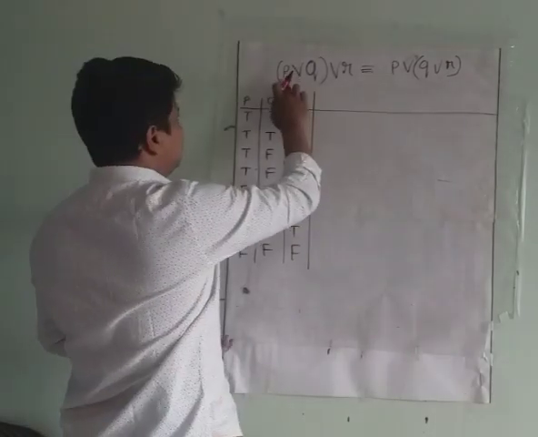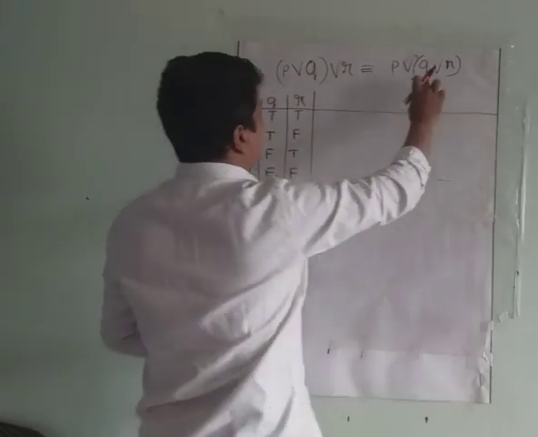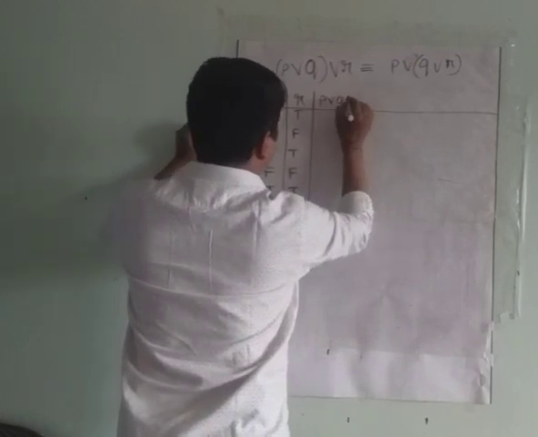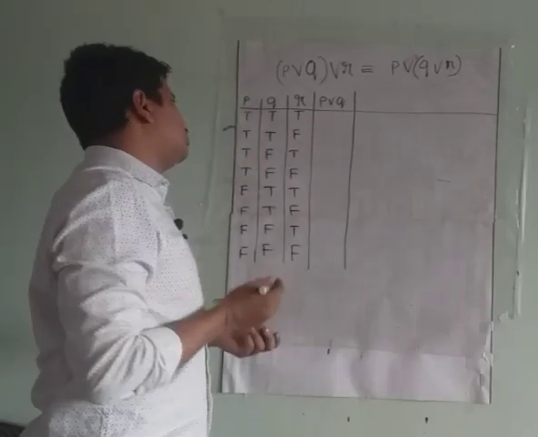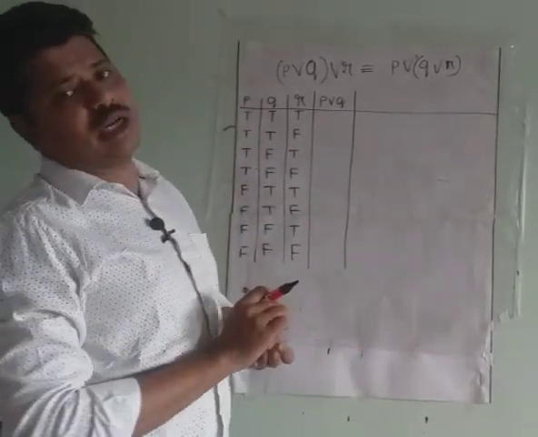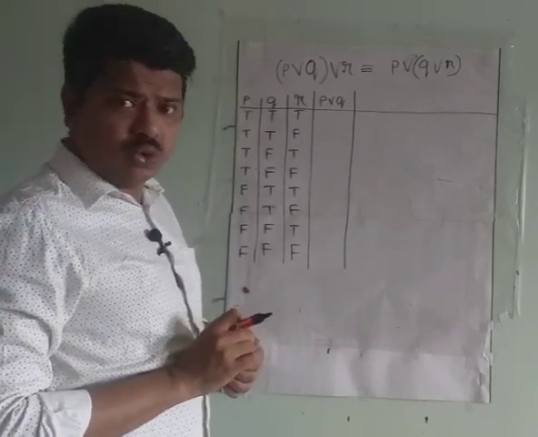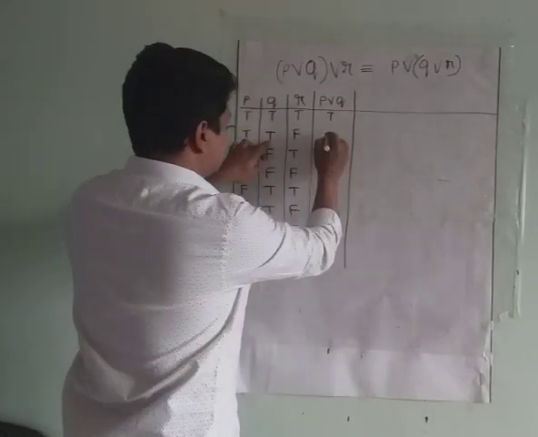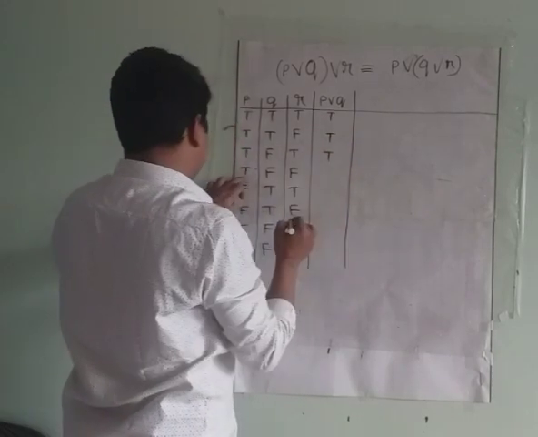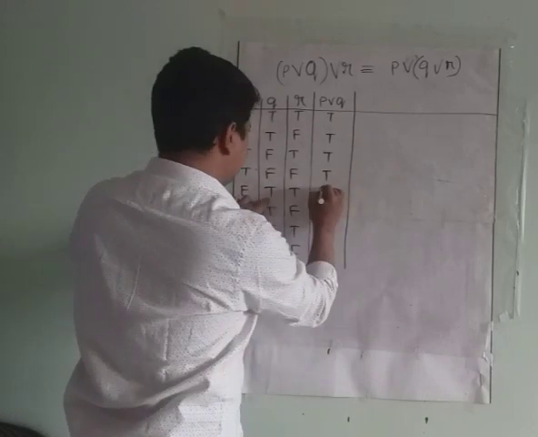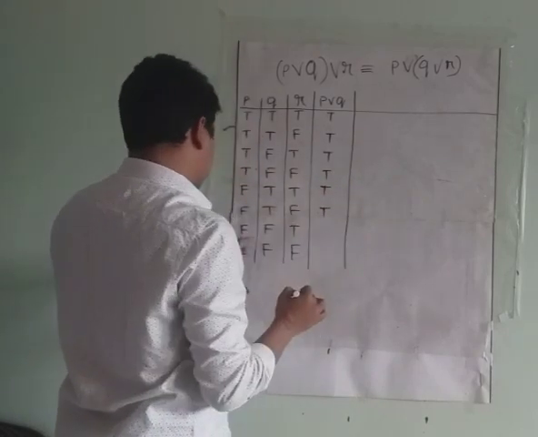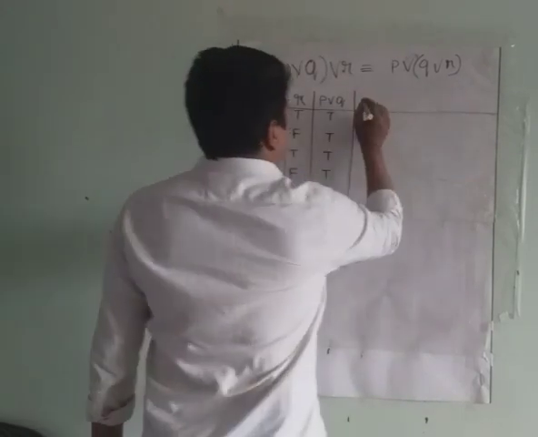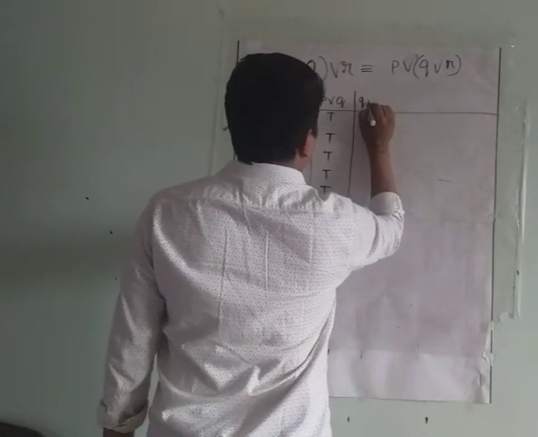Next we need P disjunction Q. We also need Q disjunction R. We will try one by one. P disjunction Q. For disjunction, as we have discussed in the previous video, if the truth value of any one of the two statements is true, the result will be true. T, T, T, T, T, T, T, T, then F, F will be F, again F, F will be F.